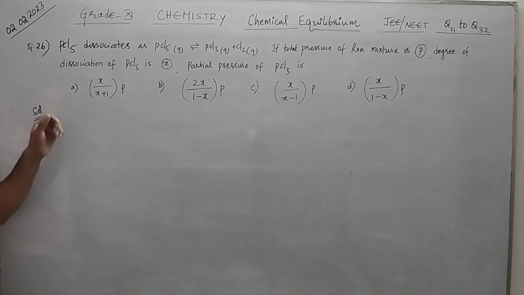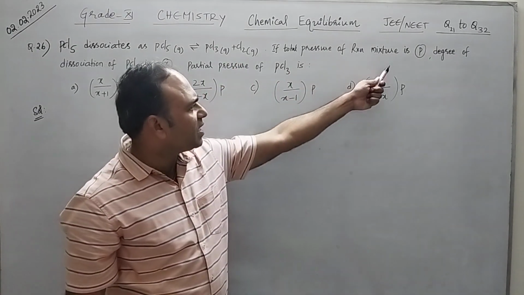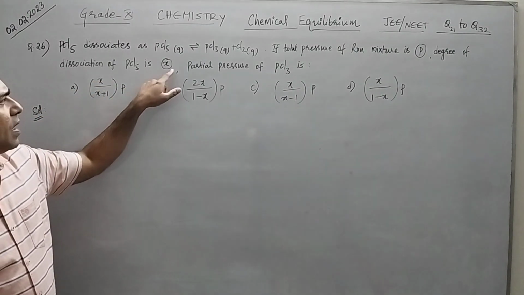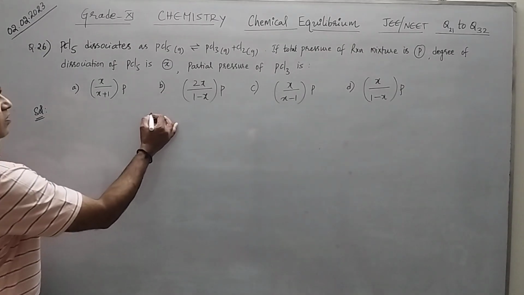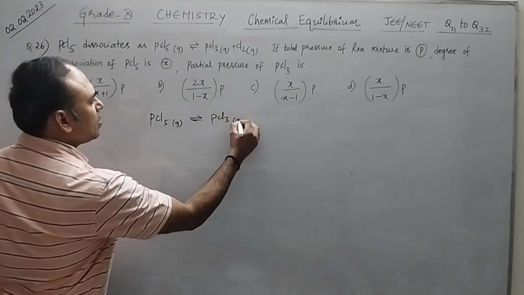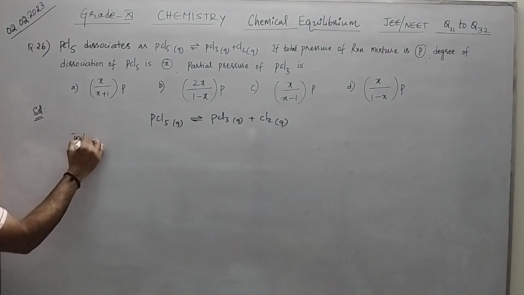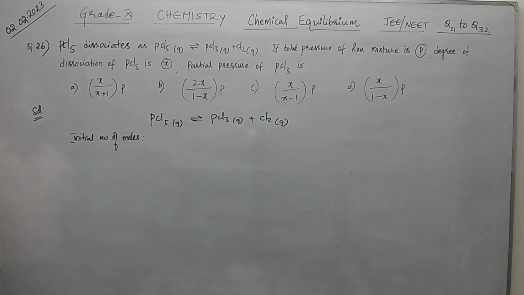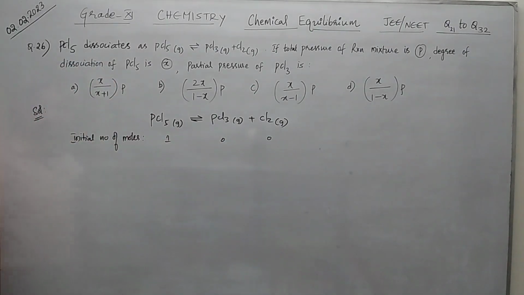Next, question number 26. PCl5 dissociates with this equation. If total pressure of reaction mixture is P and degree of dissociation of PCl5 is x, calculate the partial pressure of PCl3. Very simple question. First thing, write the equation. PCl5 gas gives PCl3 gas plus Cl2 gas. Now let initial number of moles. See, initial number of moles you can directly take. This is 1, no product formation.